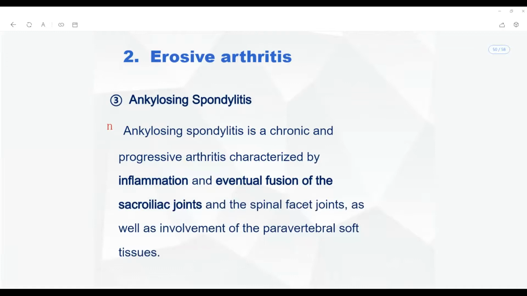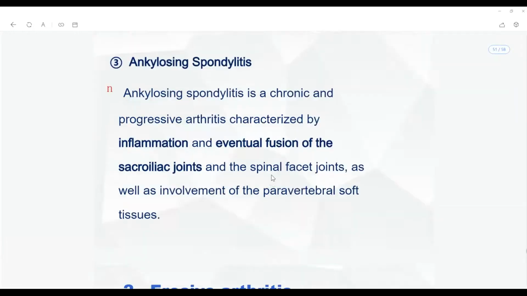So you see here, this is a chronic inflammation, and then there will be eventual fusion of the sacroiliac joint as well as the spinal facet joints, which also causes inflammation of the paravertebral soft tissues. So ankylosing spondylitis is a clinical and radiological condition where there will be fusion of the sacroiliac joints. Simple. Remember it that way.